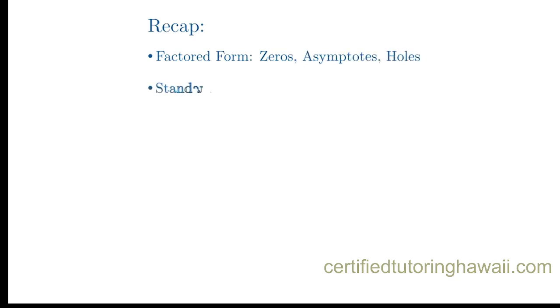So let's quickly recap what we've learned. The main idea is that the representation of a function is not random. It's a strategic choice. Factored form is excellent for quickly identifying x-intercepts, vertical asymptotes, and holes. Standard form, with its leading term, is your go-to for determining the end behavior of the function. We also added powerful tools to our kit for moving between these forms.